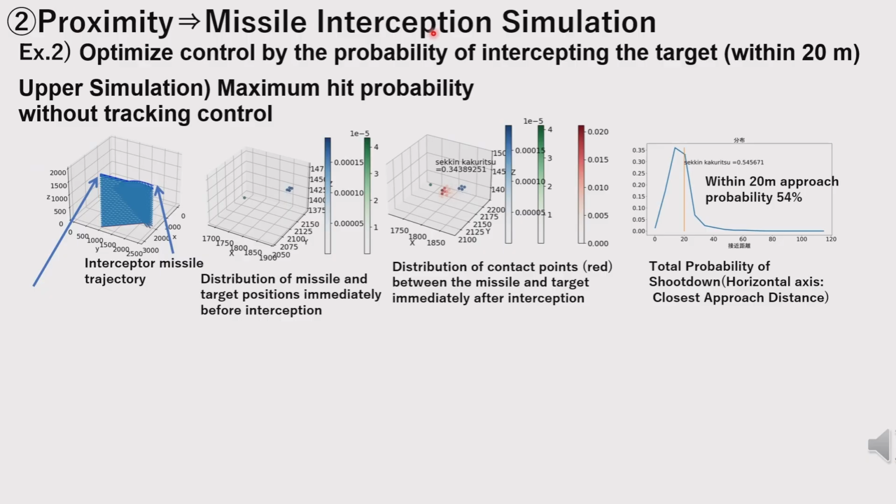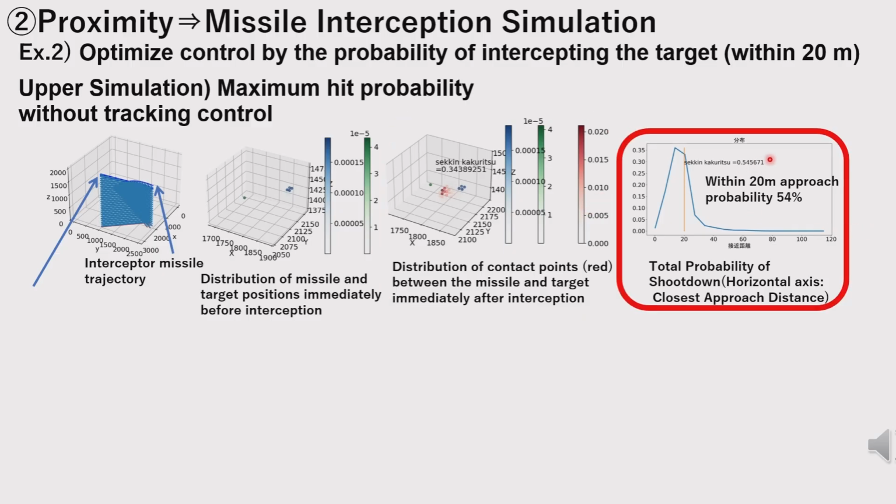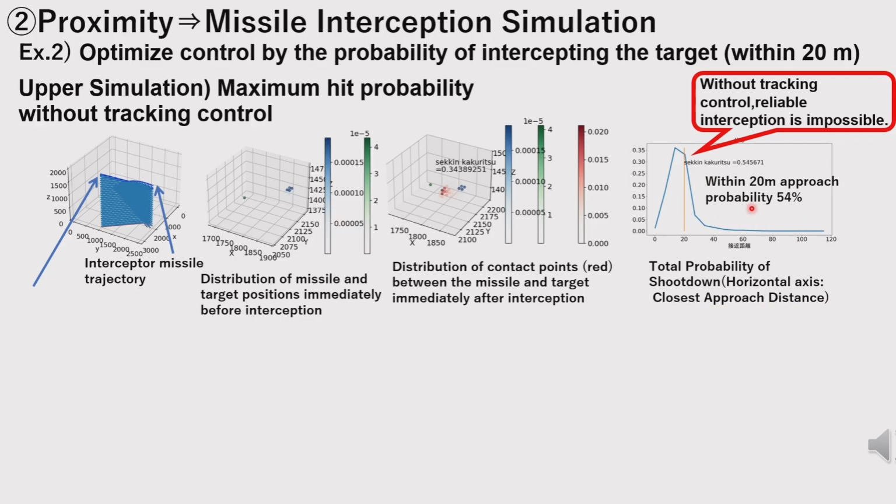This example shows a missile interception simulation performed using distribution-based integral. Here you see the trajectories of the target and the missile. This figure shows the distribution of the points where the missile comes within 20 meters of the target. This one shows the distribution of the closest approach distance, and the probability of coming within 20 meters is 54%. Because both objects follow parabolic motion with variability, achieving a 100% interception rate is impossible.